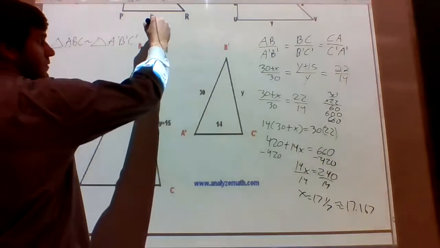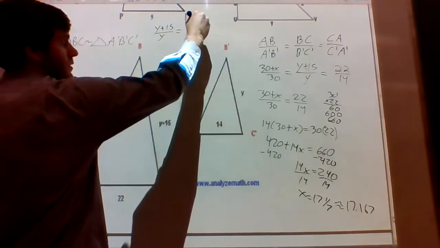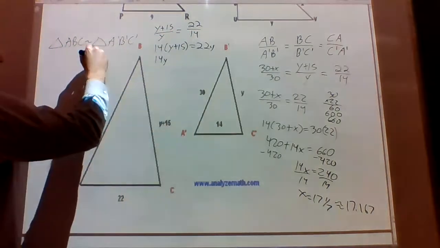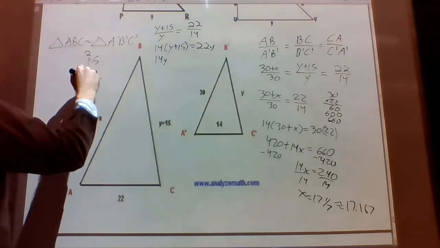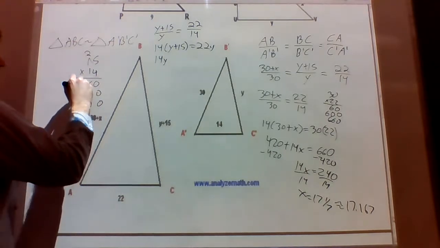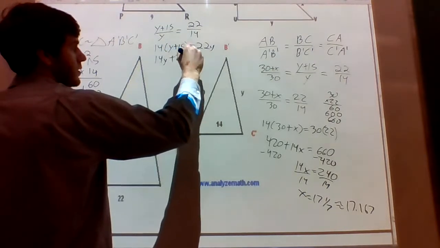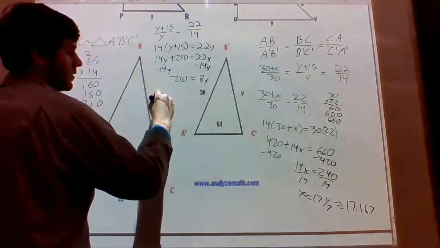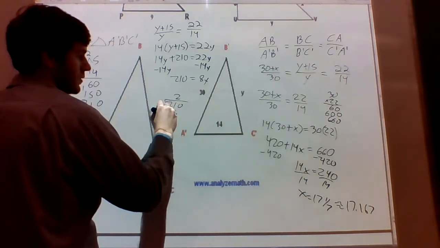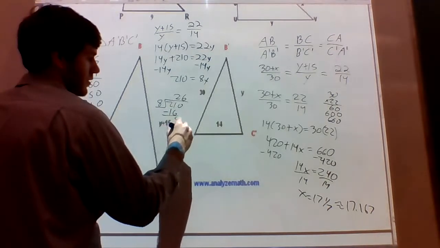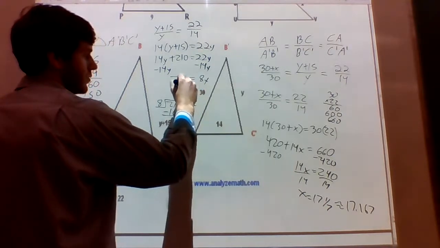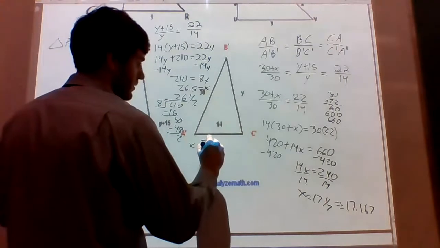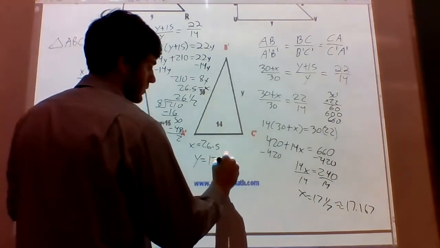Find y. So y plus 15 over y is going to equal 22 over 14. Cross multiply: 14 times y plus 15 equals 22y. 14y plus 210 is going to equal 22y, so 210 is going to equal 8y. 8 goes into 210 twenty-six times, with a quarter left over. So 26.25 equals y. So x equals 26.5 and y equals 17.167.